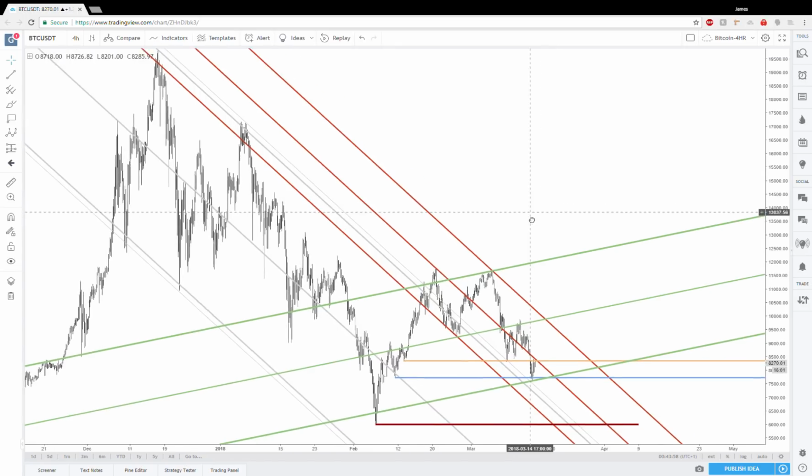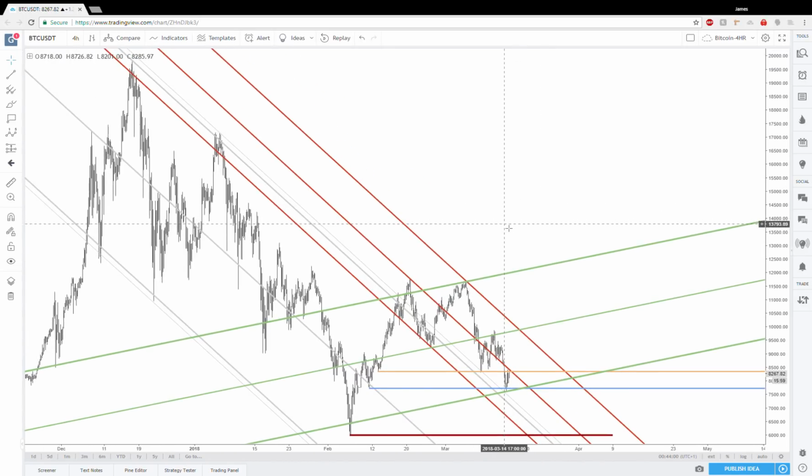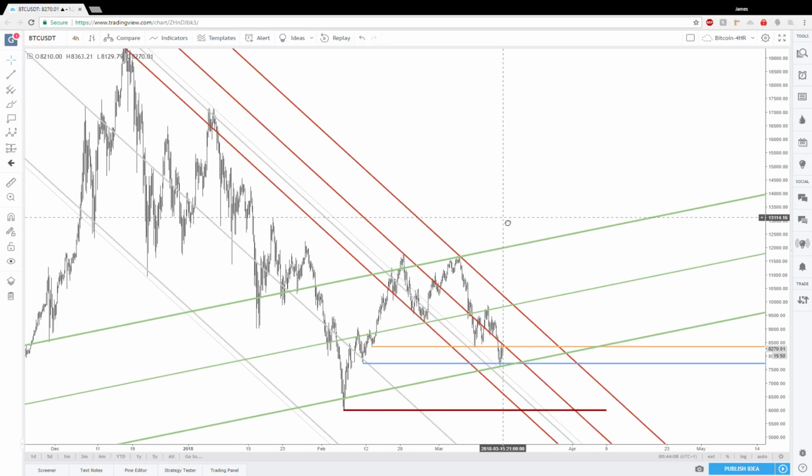I mean, you got people saying $1 million, I think, by the end of the year. Like, what kind of insane mindset is that? $1 million for Bitcoin? Like, come on, man. That's just crazy. We're at like 8,000. Seriously? What kind of return is that?